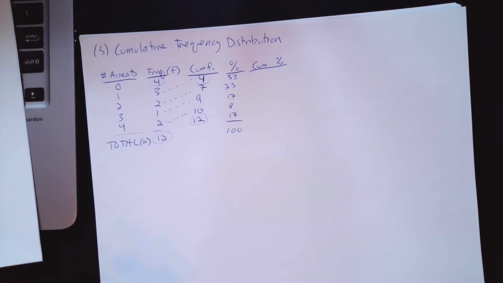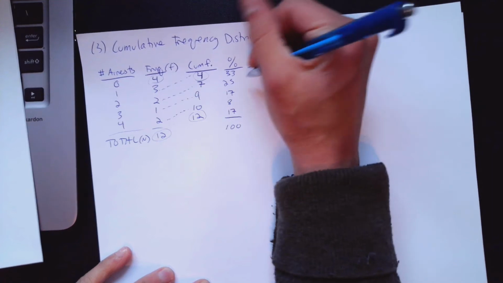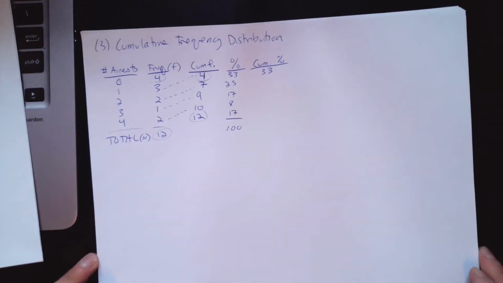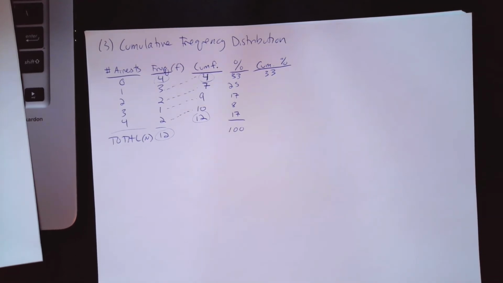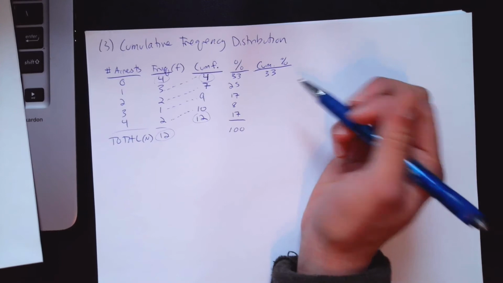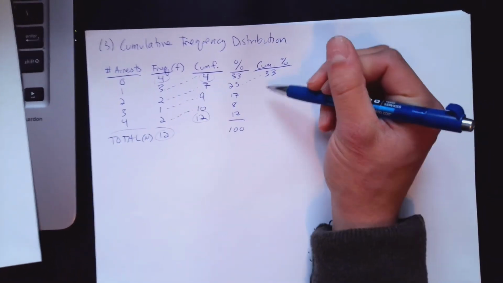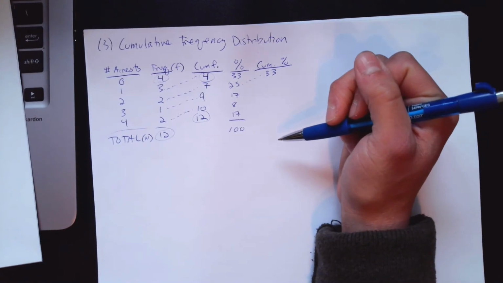So our first cumulative percent would tell us what percent of our sample had 0 or fewer arrests. Well, again, you can't have fewer than 0 arrests, so we're going to just move this 33 over here and say that that's our cumulative percent. So we'd say 33% of the sample had 0 or fewer arrests.